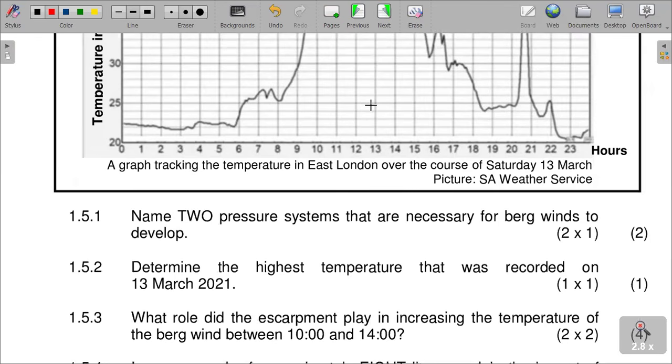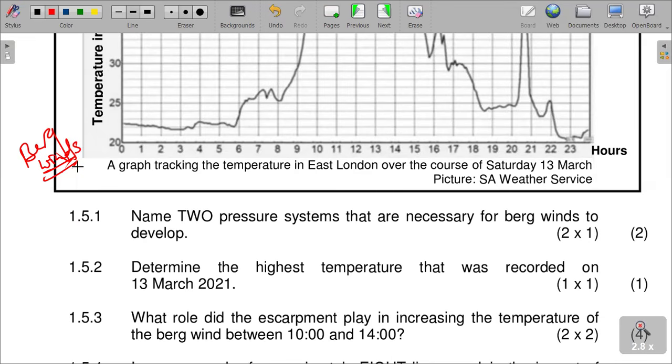So the question is saying: name two pressure systems that are necessary for berg winds to develop. I'm sure if you refer again, this is also explained on the channel. I talked about berg winds. Check the notes and lectures that are posted on the channel. So name two pressure systems that are necessary for berg winds to form.